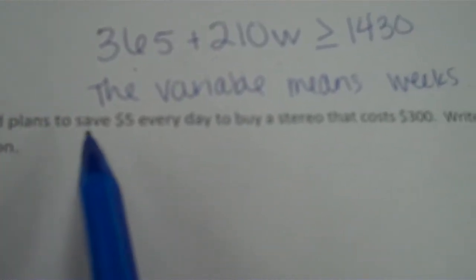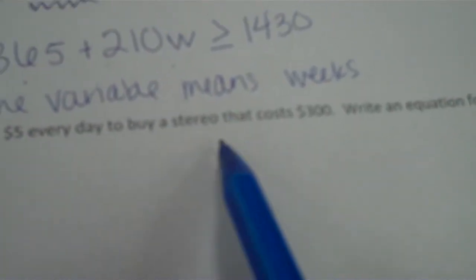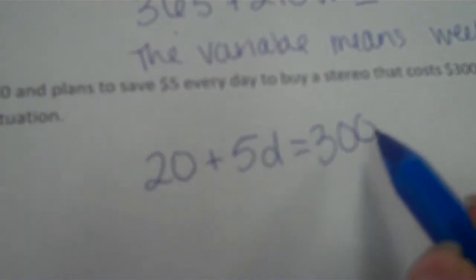Jared has $20 and plans to save $5 every day to buy a stereo that costs $300. Write an equation. So here I want an equation for the below situation. So equation means equals, right? So right now he has $20 no matter what. $20. Plus he's going to save $5 every day. So $5 every day. An equation means equals. Equals, how much is the stereo? It's $300. So it's $20 no matter what, plus $5 a day equals $300. And then the variable is D, stands for days.